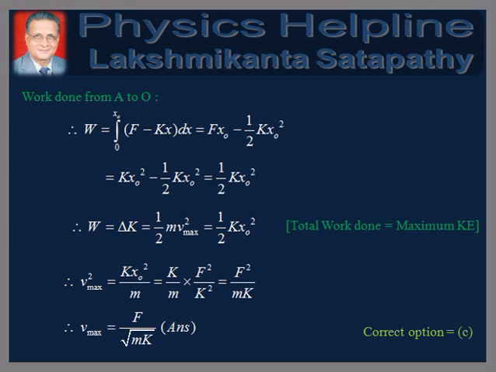Therefore, we have half m v max square is equal to half kx0 square. Therefore, v max square is equal to kx0 square divided by m. Putting x0 equal to F divided by k, we get v max square is equal to F square divided by mk, which gives v max is equal to F divided by root over mk, which is the answer to question 1. Therefore, the correct option is C.